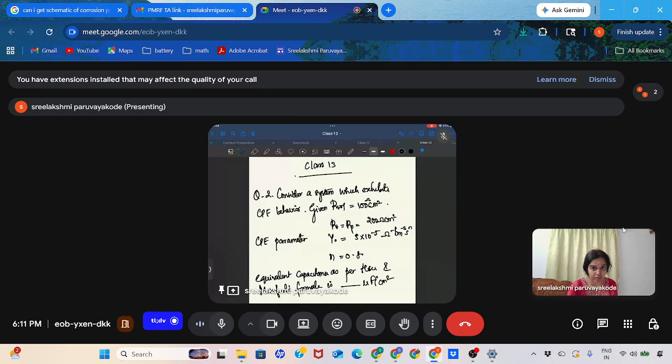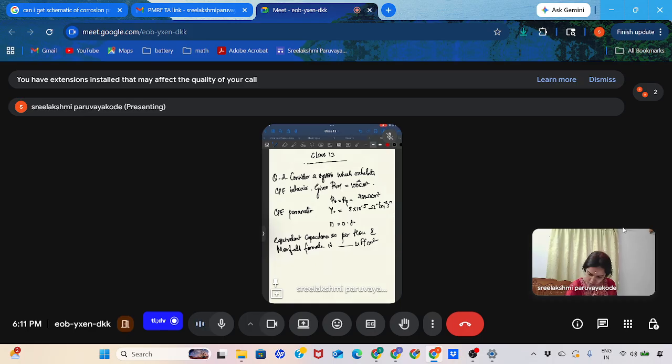So how do we solve it? Let's write the Mansfield formula first, which is CDL equal to Y naught raised to 1 by n, RT raised to (1 minus n) by n. This is the formula. Let's substitute the values and find out the answer. Please solve it.